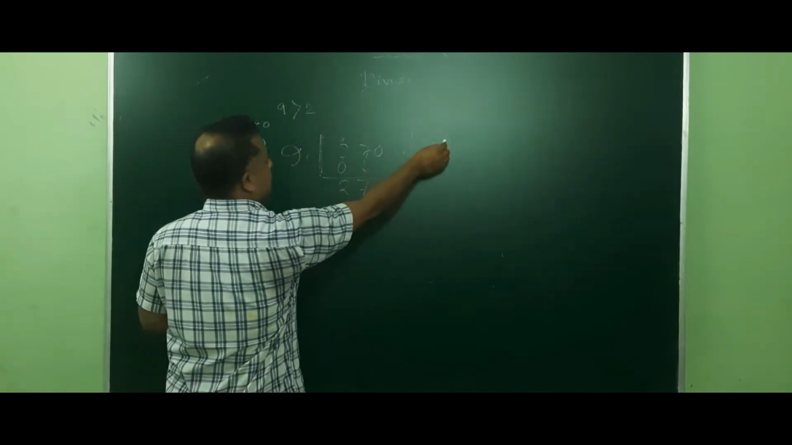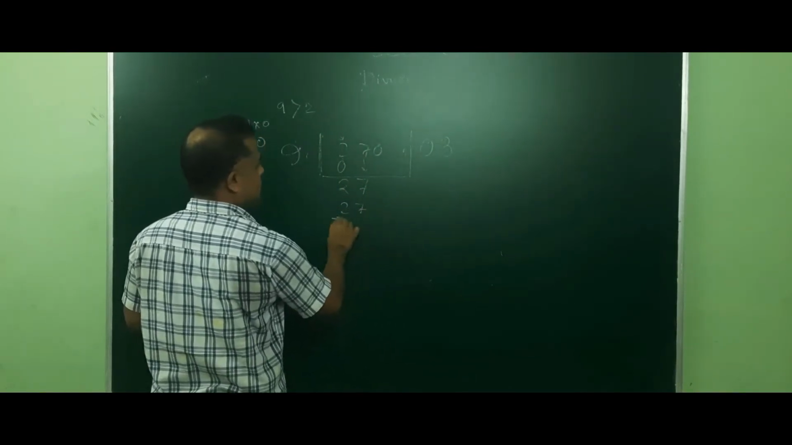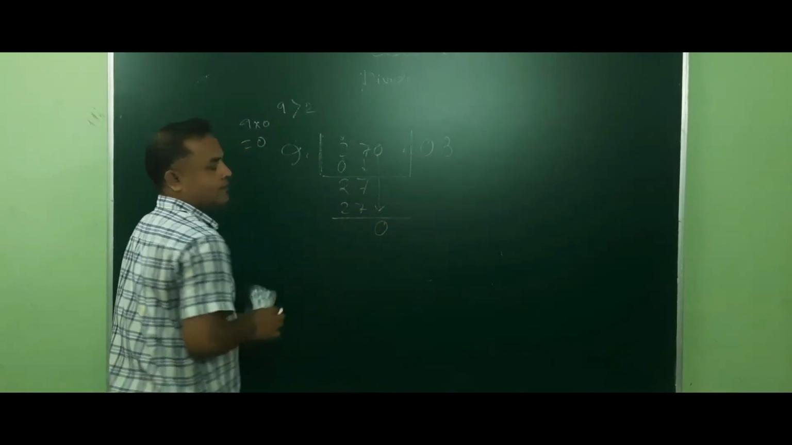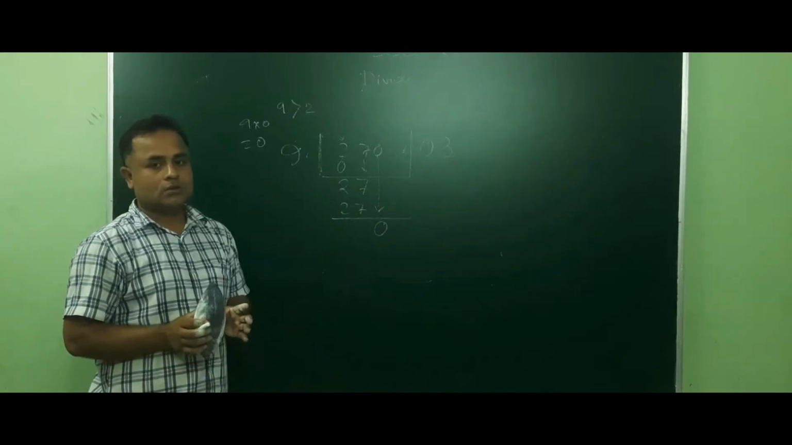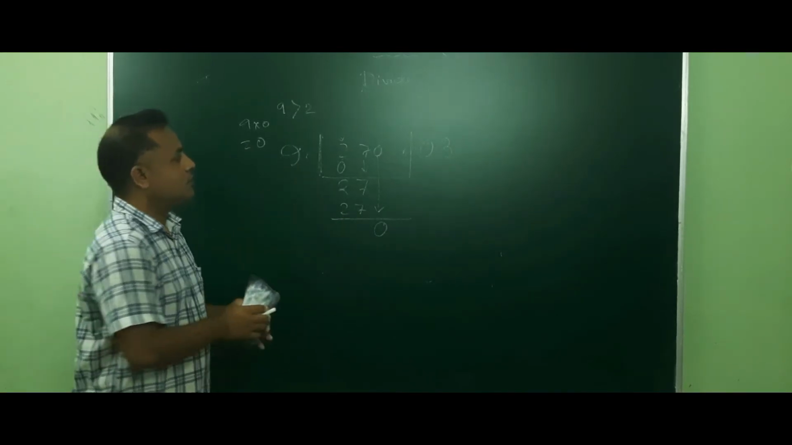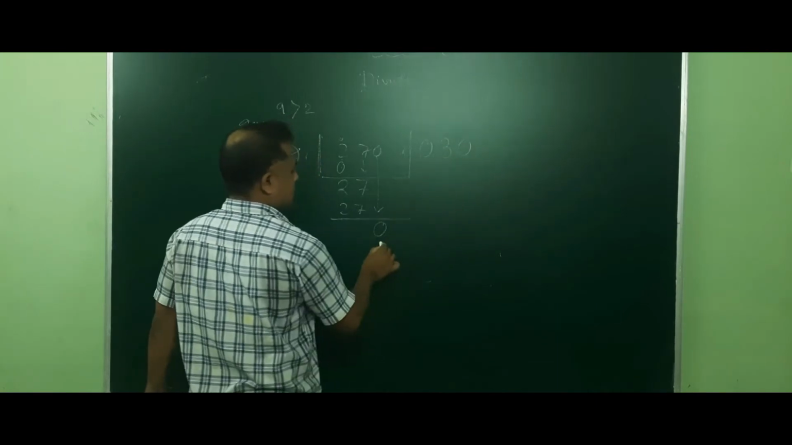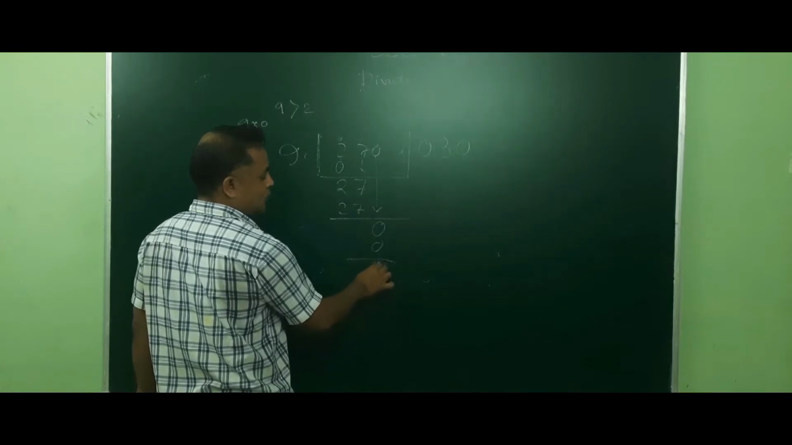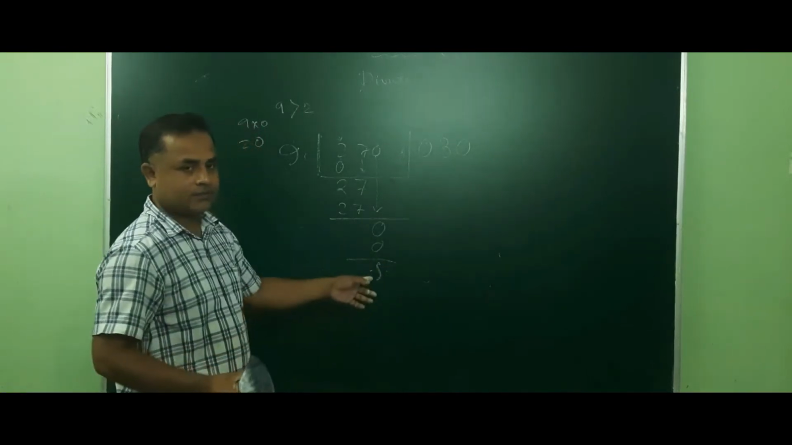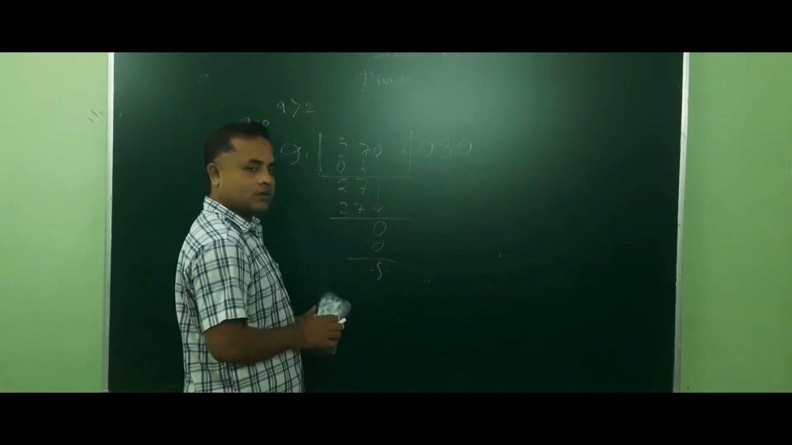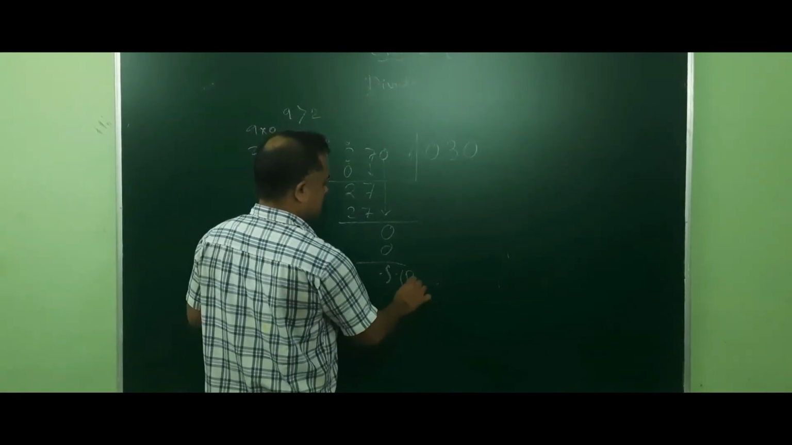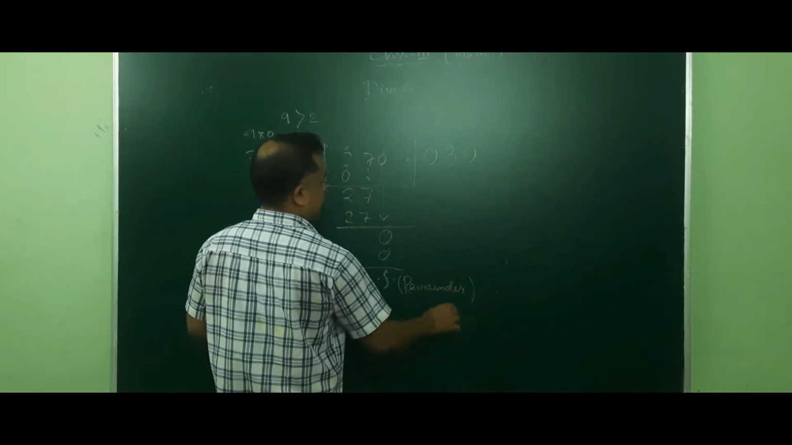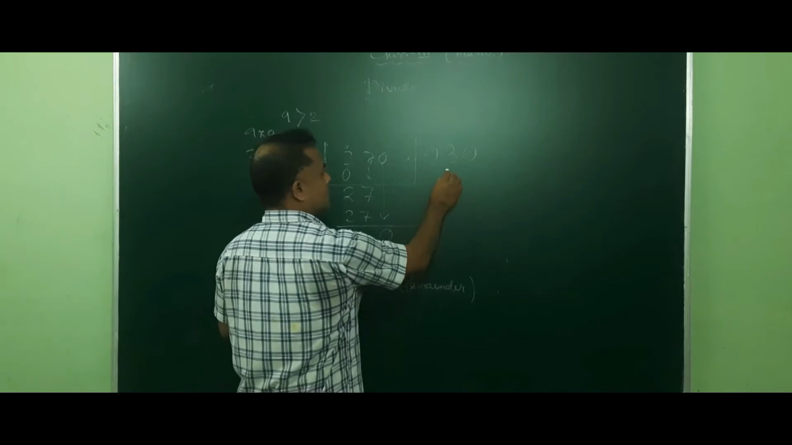So 3 into 9 is 27. Nothing left. Then we will bring down this 0. So 9 into 0 is 0, so nothing is left. And when nothing is left, we draw like this, or if we do not write anything also, it's okay. We call this one the remainder. So the answer is 30.